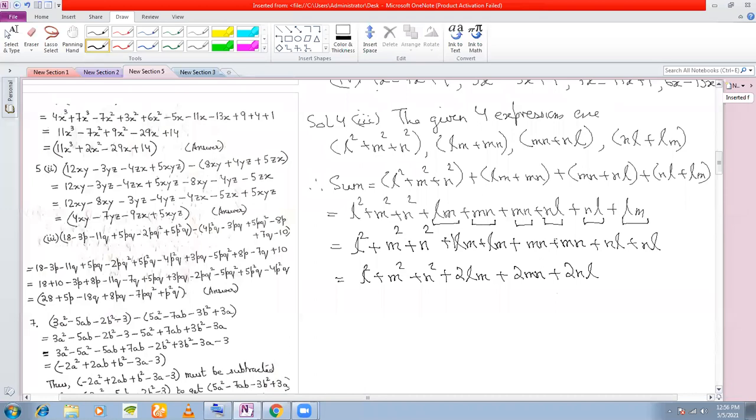Coefficient of LM here is 1. Coefficient of LM here is 1. You add up to get 2. So this is the required addition. Okay. We now move on to the next one.